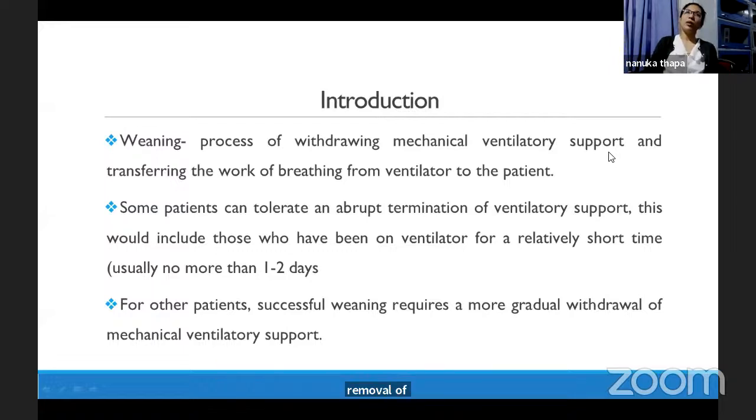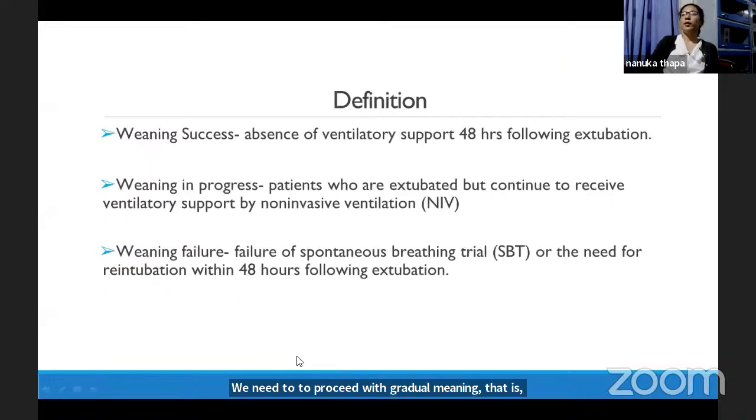patients who have received ventilation for a very short period of time, where the cause is known and is usually corrected in 1 to 2 days. For other patients who have an underlying pathology that we do not know about, or a pathology which is going to take long to heal, we need to proceed with gradual weaning, that is, gradual withdrawal of mechanical ventilatory support in a phased manner.